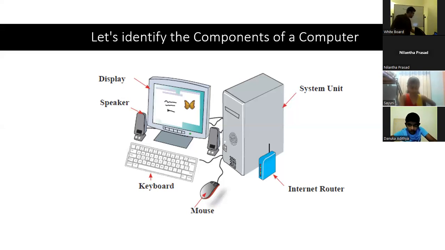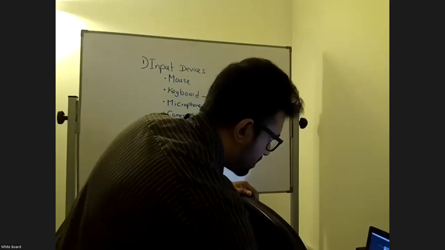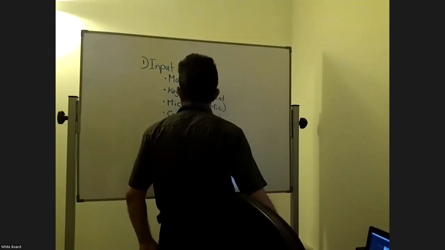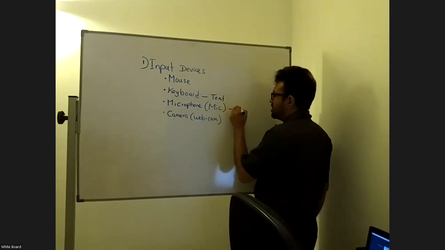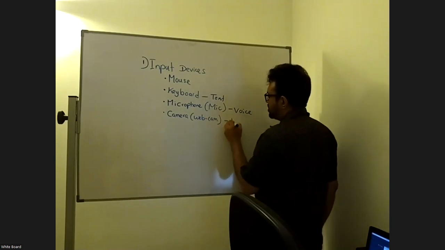Write down. Now we are going to discuss different categories of computer components. Okay, so let's write down first category, input devices. Then write down this. So I will focus the screen. So various things you can insert now. Mouse, microphone, you can insert voice. Web camera, you can insert visual.